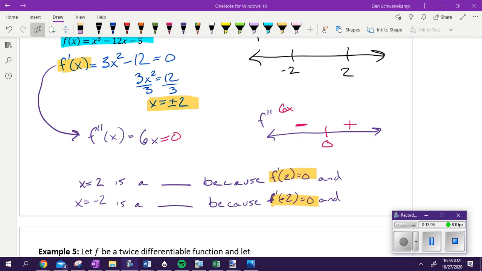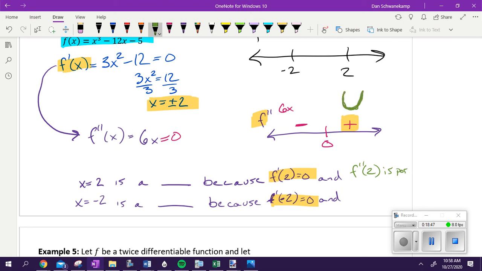Here you go. Show me with your hand. x equals 2 is a what? x equals 2 is going to be a, if it's positive. f double prime is positive. What does f double prime is positive mean? What is true about the graph if f double prime at 2 is positive? It's concave up. If it's concave up and the derivative is 0, what does it make that point? That is a minimum.